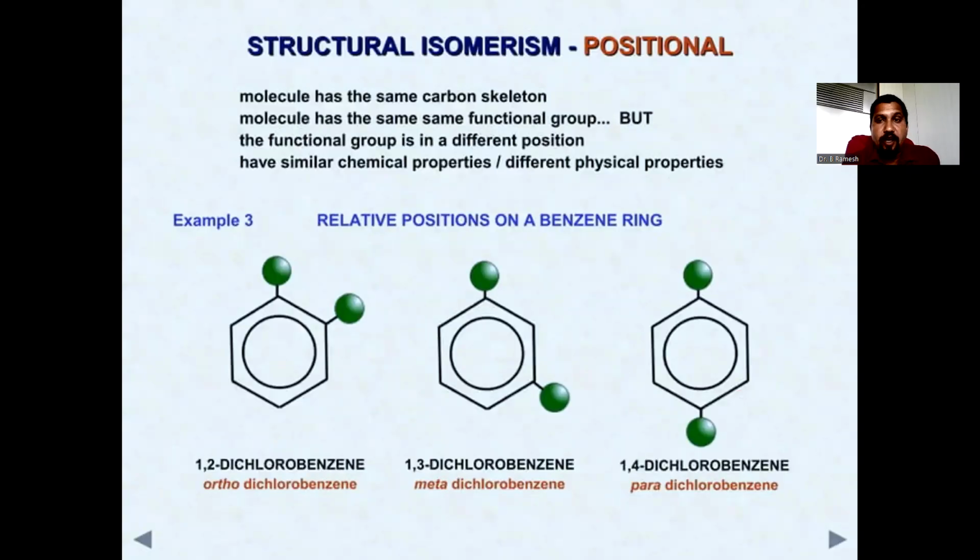Positional isomerism for aromatic compounds. If the aromatic compound does not have a functional group, we mention the position as ortho, para, meta. If it has a functional group, we give numbering like 1, 2, 3, 4. Here all structures have 2 chloro groups only, but the position of the chloro group is different. In the first structure it is present at 1 and 2, in the second structure 1 and 3, and in the third structure 1 and 4.